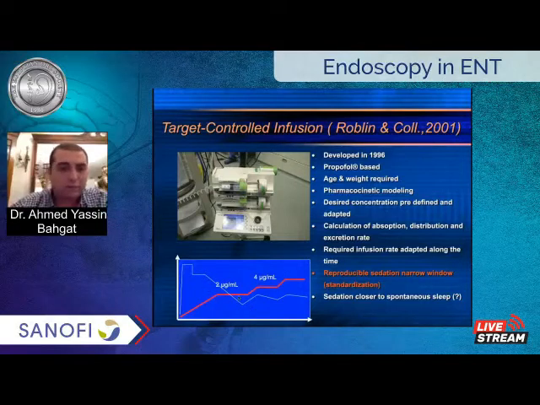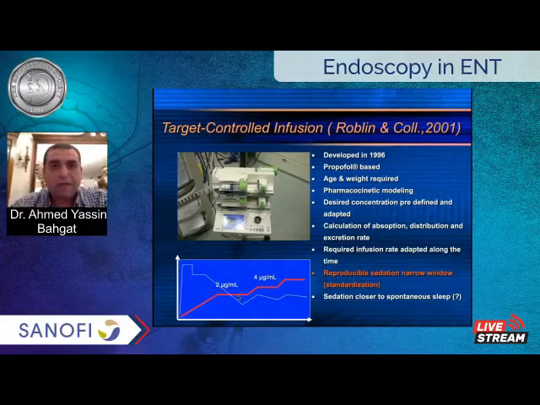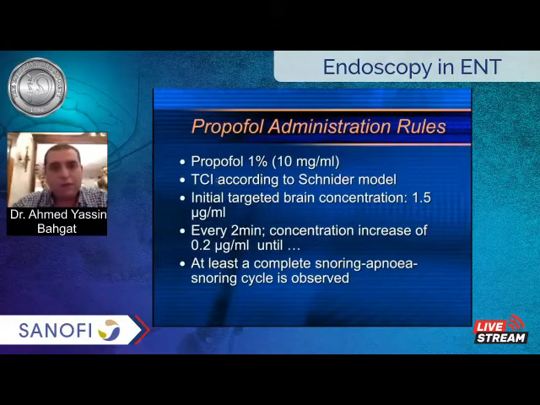So this is the best to use, target controlled infusion. Here are the administration rules. We can use it by repeated bolus technique or by TCI. By TCI, we start at 1.5 microgram per milliliter, and then every 2 minutes we increase by 0.2 microgram per milliliter until we reach the proper level of sedation.